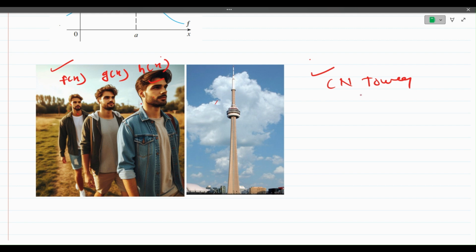Now, by the location of h of x and f of x, we can easily conclude that g of x is also at the same location. Because they are moving in a queue and g of x is between them, so if h of x and f of x are at the same location, then g of x should be there. So by comparing these two, we can find the location of g of x.